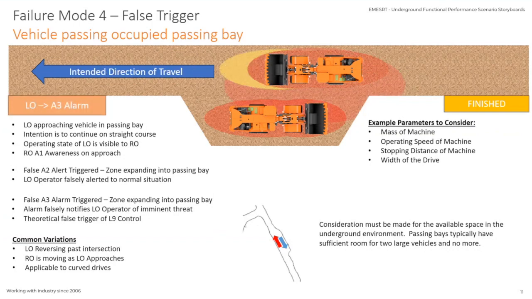The other one will be parked up waiting for that vehicle to drive past so he can traverse back out into the drive. So it needs to be considered as part of the design process. They are rarer than the T-intersections that I talked about, but nonetheless, they do exist.